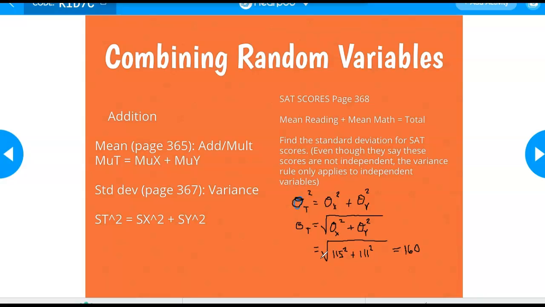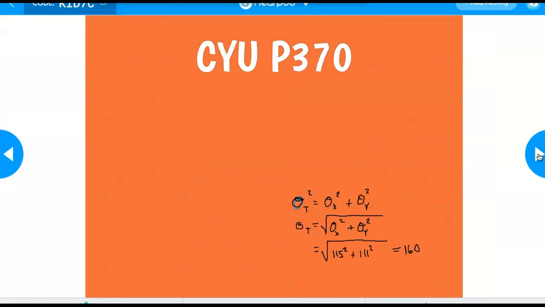But we're going to do the check your understanding, where we find the mean and standard deviation for a combined random variable. Now we've been buying cars from the car dealership. Now we're going to lease cars. So how much money you make off the lease. So let's do page 370, check your understanding. I'm going to give you 5 minutes to work on it, and then I'll go over it. And then we're good for the day.